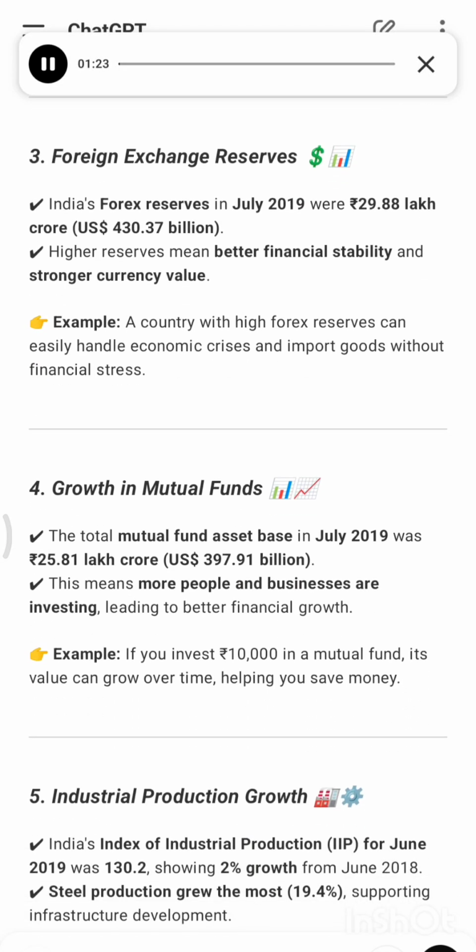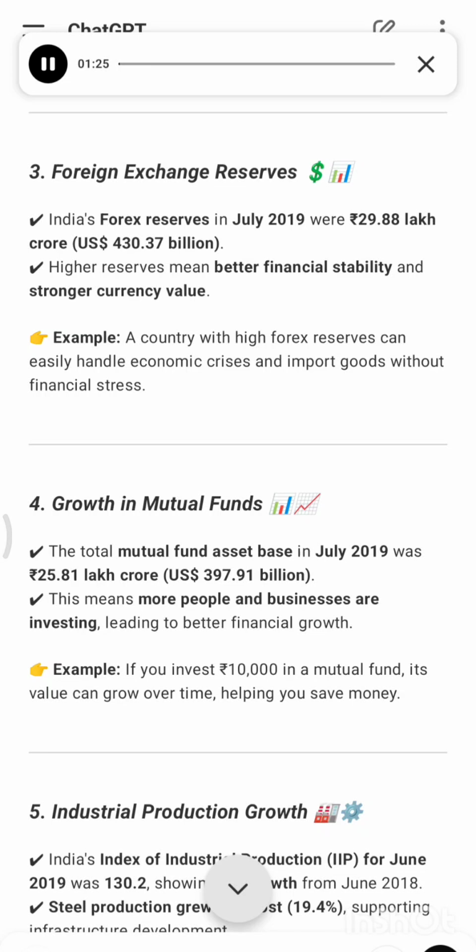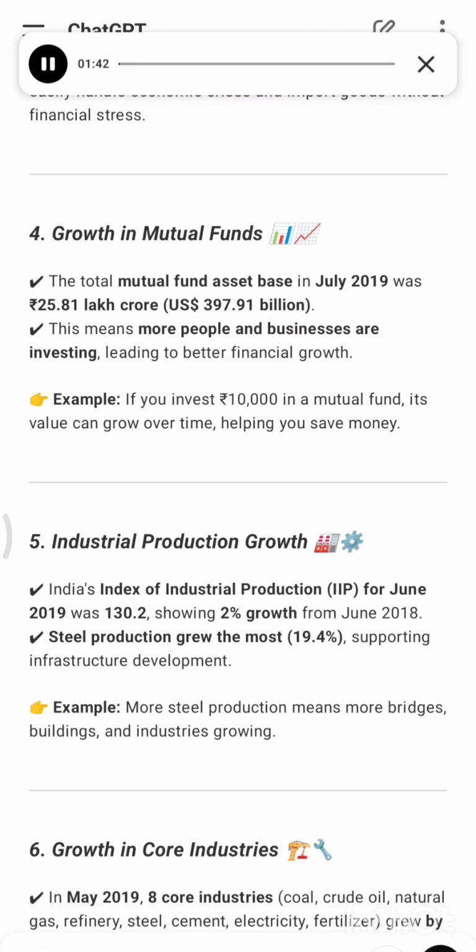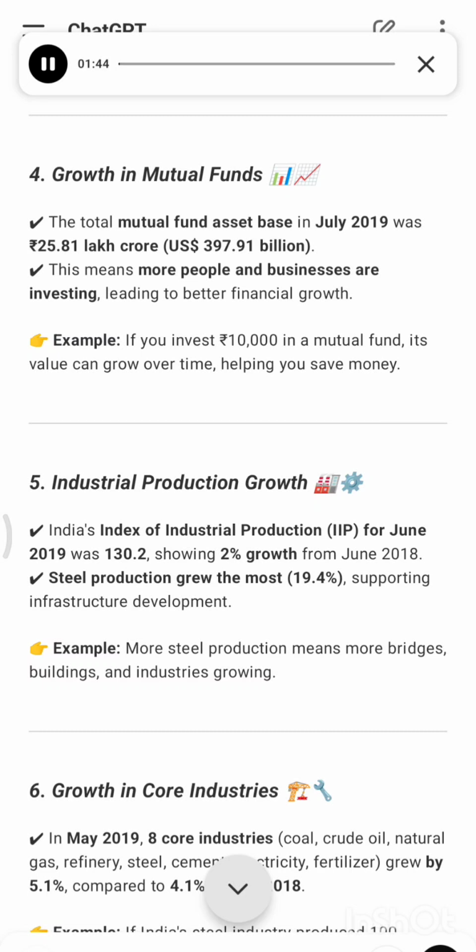4. Growth in mutual funds. The total mutual fund asset base in July 2019 was 25.81 lakh crore, $397.91 billion. This means more people and businesses are investing, leading to better financial growth. Example: if you invest $10,000 in a mutual fund, its value can grow over time, helping you save money.